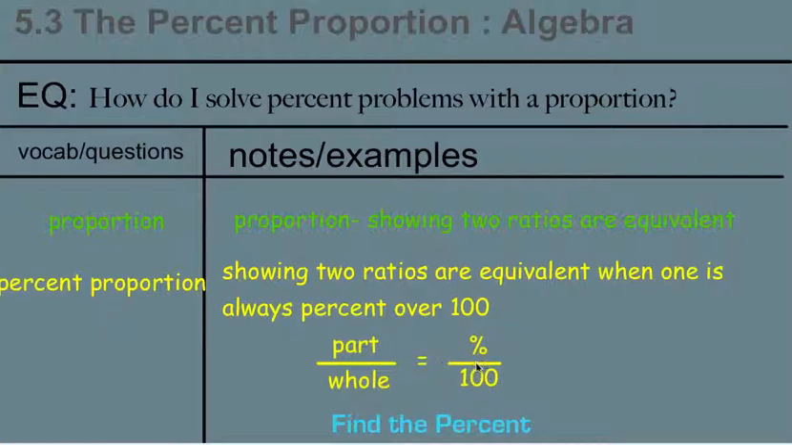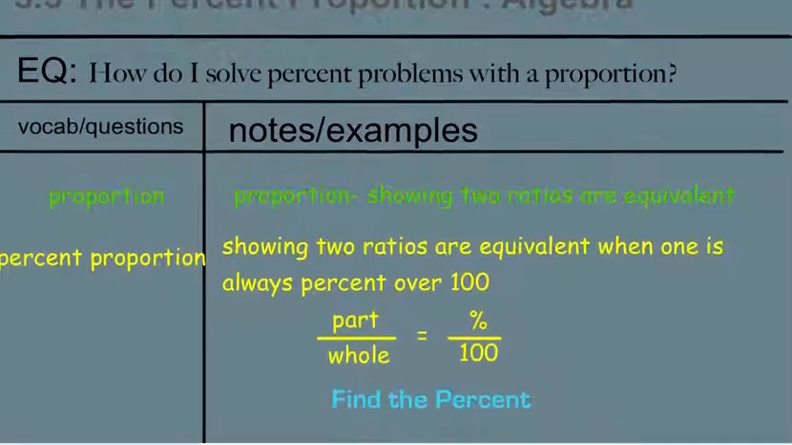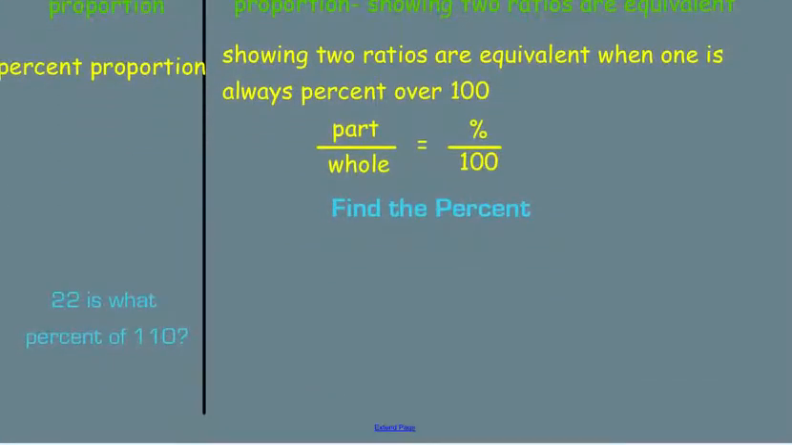We've talked about that in the last few sections, that percent over 100 is the best percent, or whatever percent I get should be over 100. And so now we're using the part over the whole here. So we need to find the percent of the following problem. So 22 is what percent of 110?